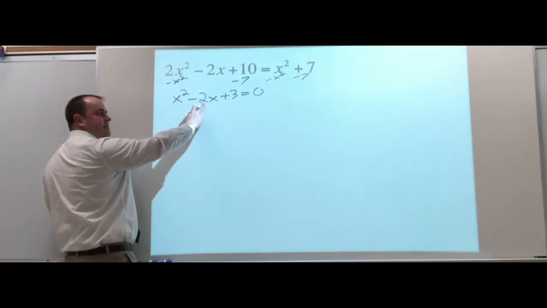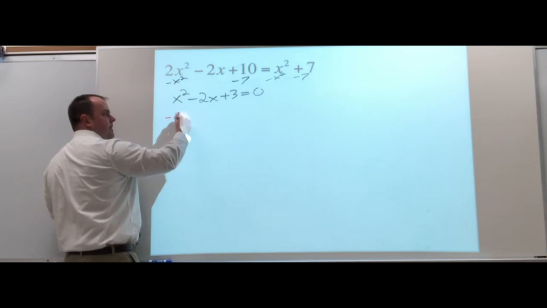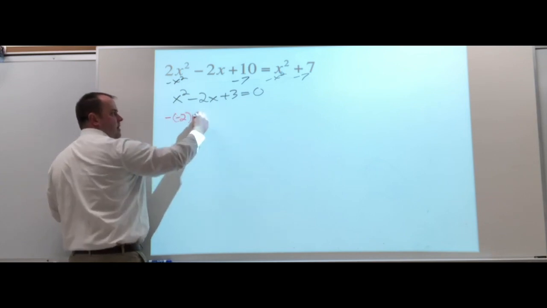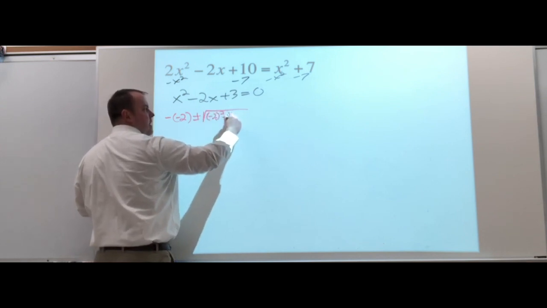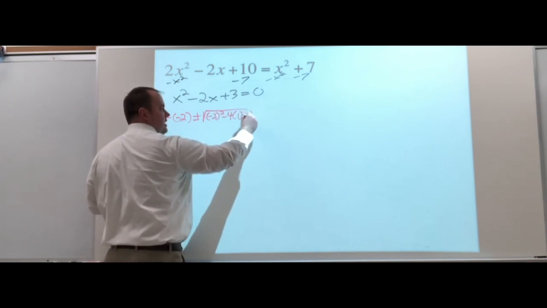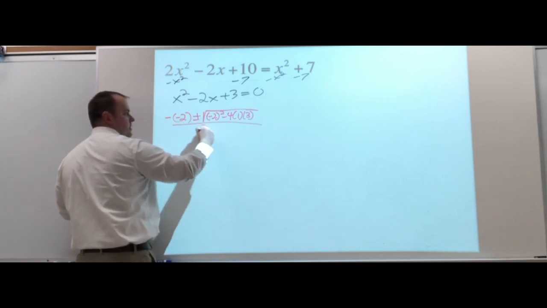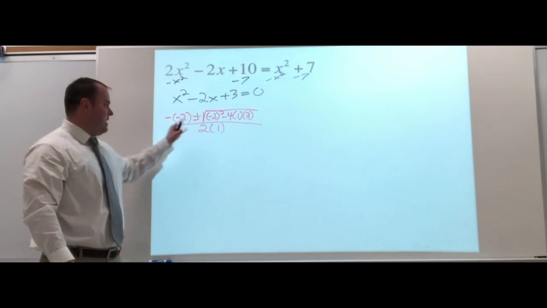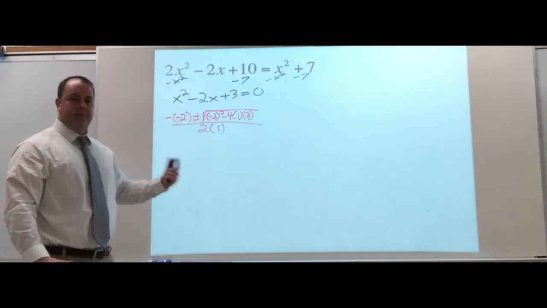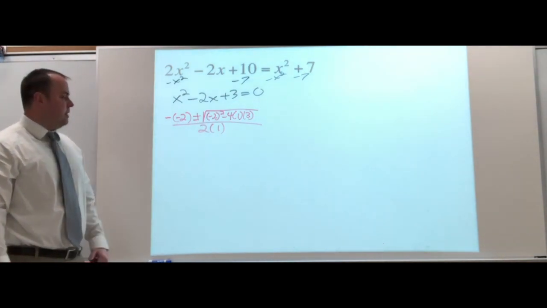Be careful, the b is negative 2. Negative 2 on the outside, plus minus the square root of negative 2 squared minus 4 times 1 times 3, divided by 2 times 1. So there's a lot going on here. Watch your negative signs and think about what happens as we're multiplying these through, as we're simplifying.